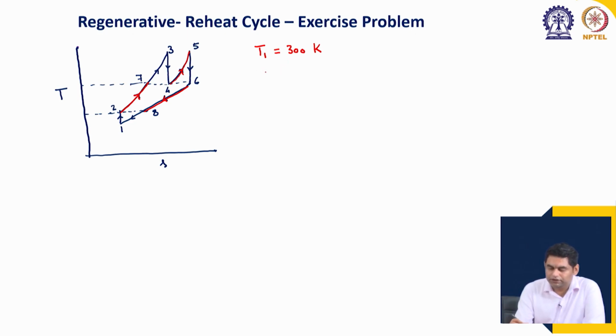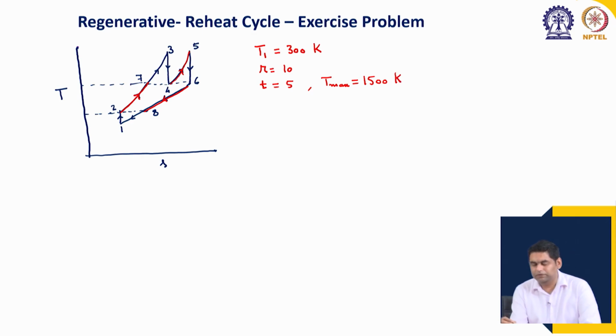So, T 1 is 300 Kelvin, pressure anyway is not needed, if needed you can assume it to be 1 atmospheric pressure. Then overall pressure ratio we had taken as 10, temperature ratio was 5, this is based on the value that T max is equal to 1500, or turbine inlet temperature is 1500 Kelvin.